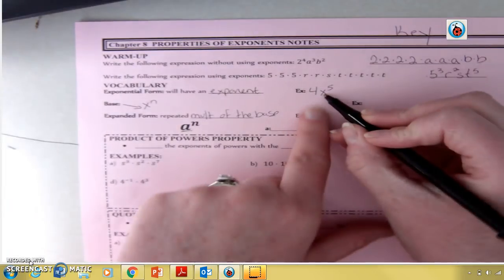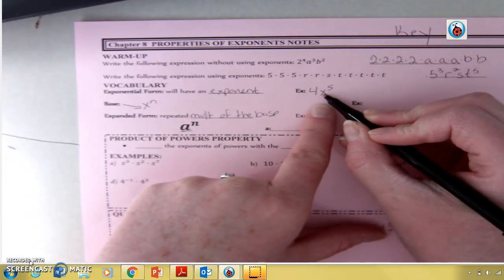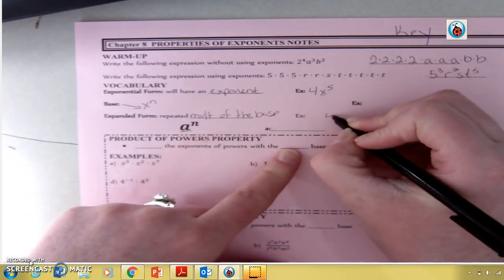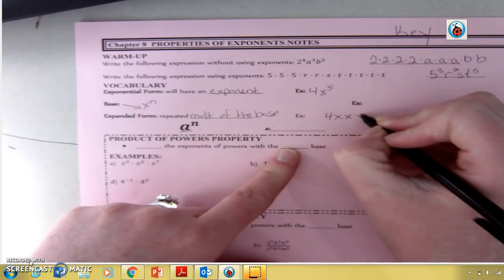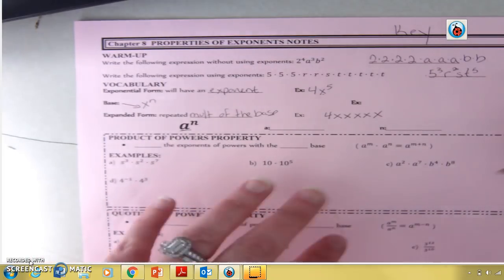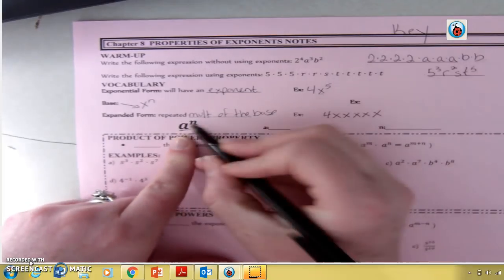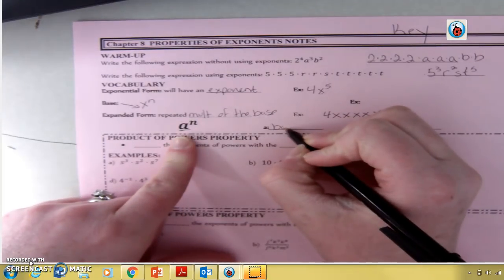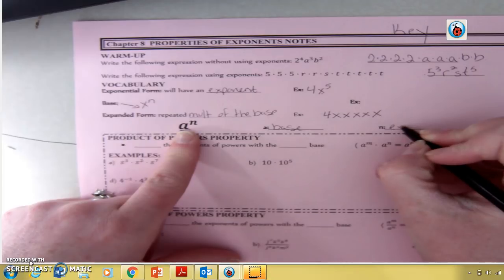So let's go back up here and say, okay, if I have 4x to the 5th, expanded form would be 4x repeated 5 times. Now you can put multiplication signs in between. I don't, because it seems like one more step to do. Okay, if I look here, A is the base, and n is the exponent.